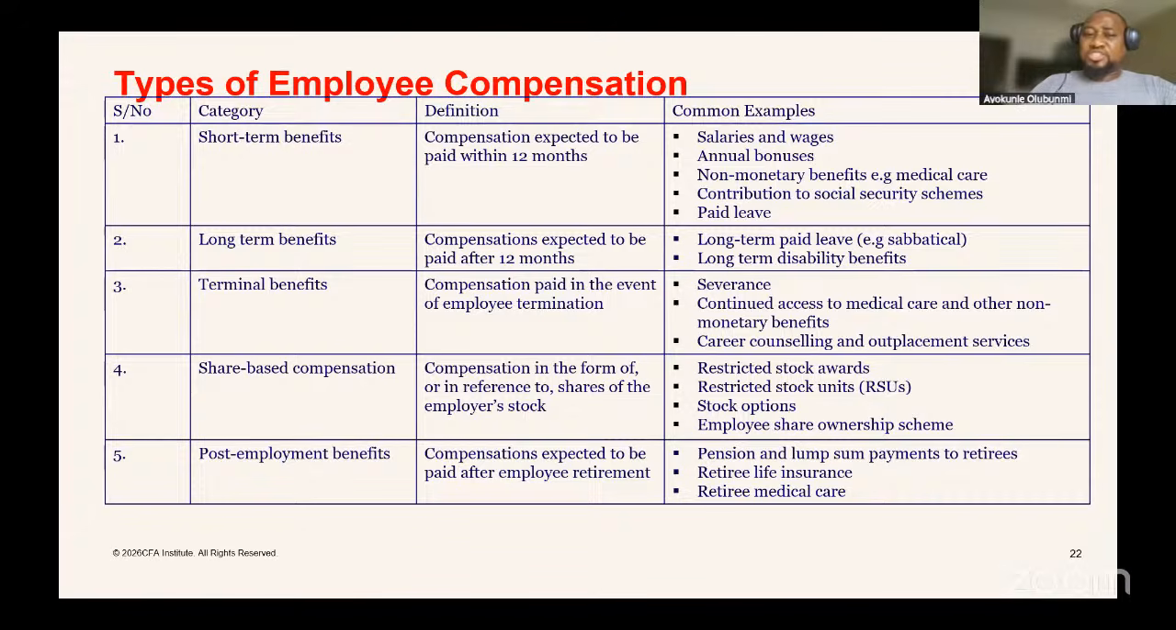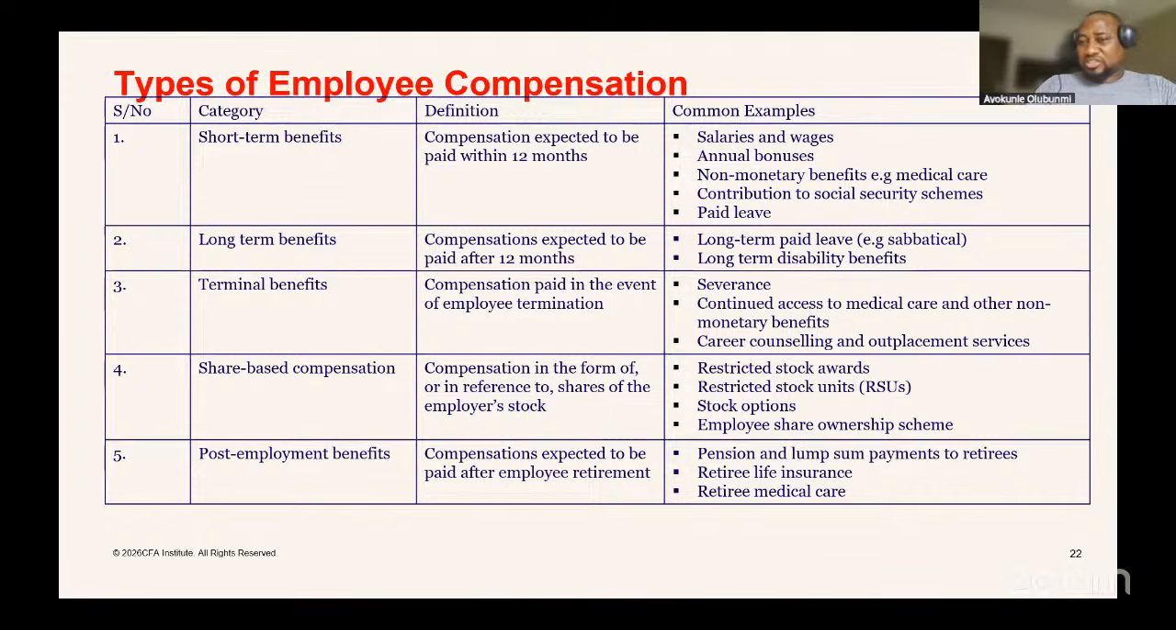Then we also have share-based compensation. These are compensation that are based on shares or in reference to shares. Meaning that these are compensation that you are paid either in shares or in reference to shares.